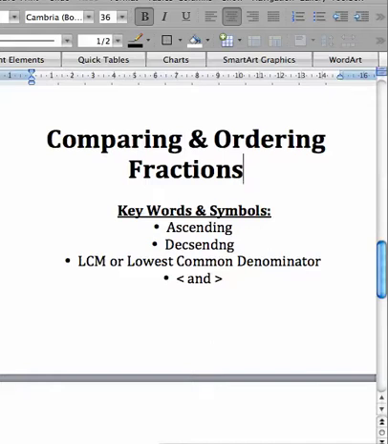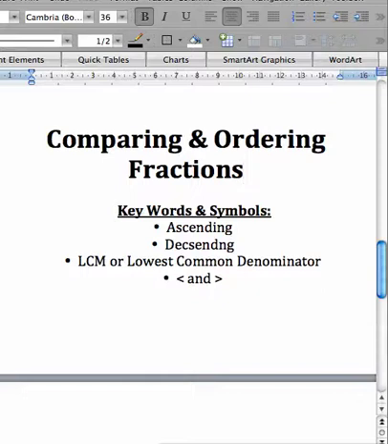Hi, this session is on comparing and ordering fractions. Before we start this lesson, you need to revise some of these keywords and symbols because we'll be using these for this topic. So what I want you to do is write down each of these words or symbols.